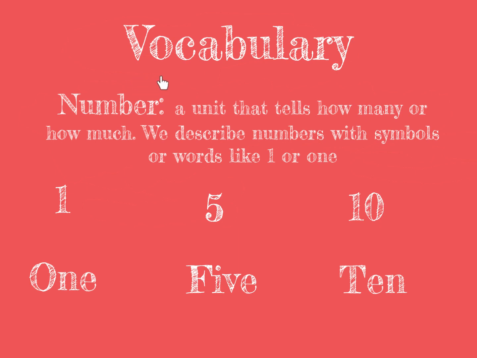First, we're doing vocabulary. A number is a unit that tells how many or how much. We describe numbers with symbols or words like 1 or one. The number 1 is written 1, and it's spelled O-N-E. The number 5 is spelled F-I-V-E, and the number 10 is spelled T-E-N.